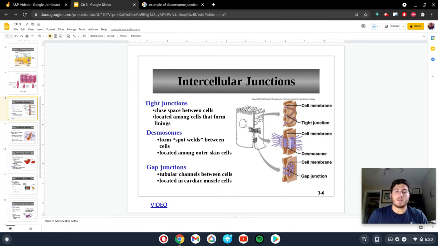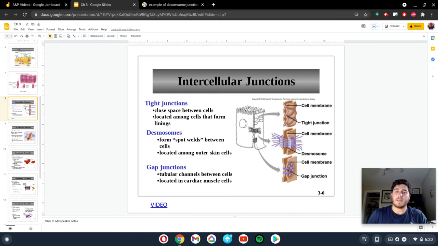So they're very tight. Desmosomes are also fairly tight, but they have a little bit of wiggle room. So these are going to be like spot welds in between cells. These are going to be located on places like the skin, different gastrointestinal locations. And the goal here is to also prevent things from getting through easily, but also have some flexibility for areas of the body that move around a lot.